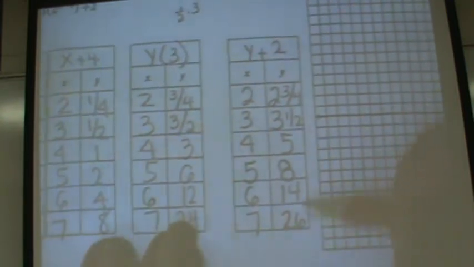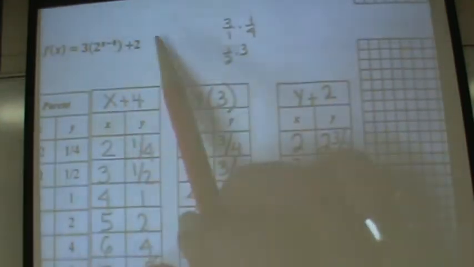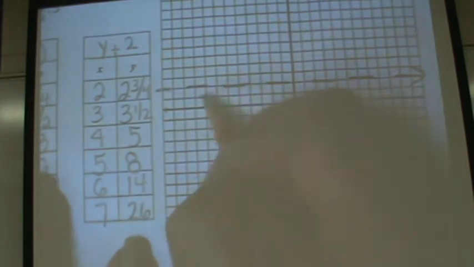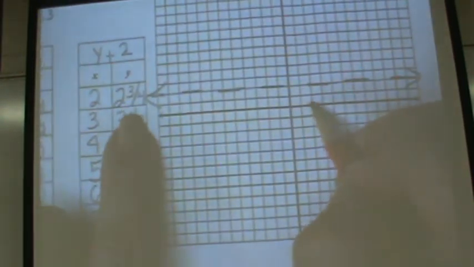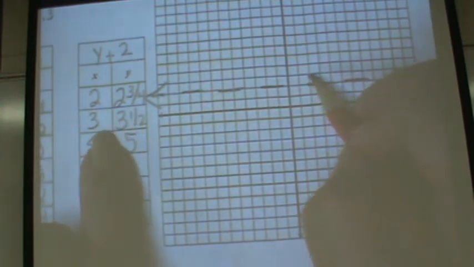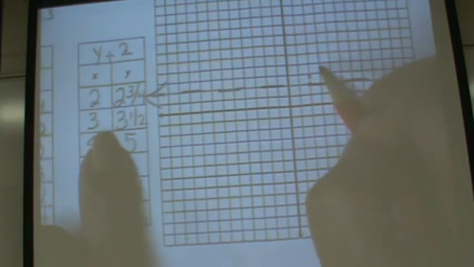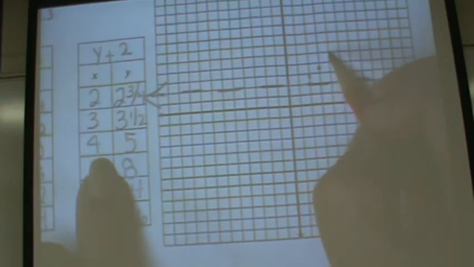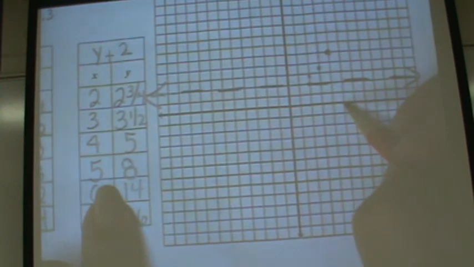Now these last 2 are going to be off the graph, but that's okay. Let's first do our asymptote at y equals 2. It's a broken line. So over 2, up 2 3/4, almost at 3. Over 3, up 3.5. Over 4, up 5. And then 5, 8.